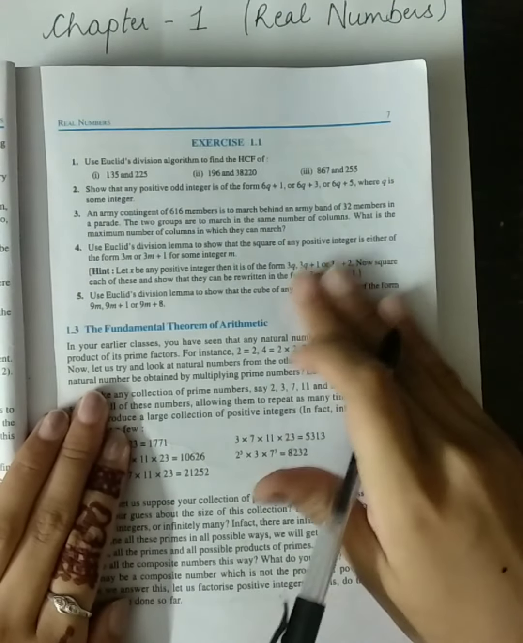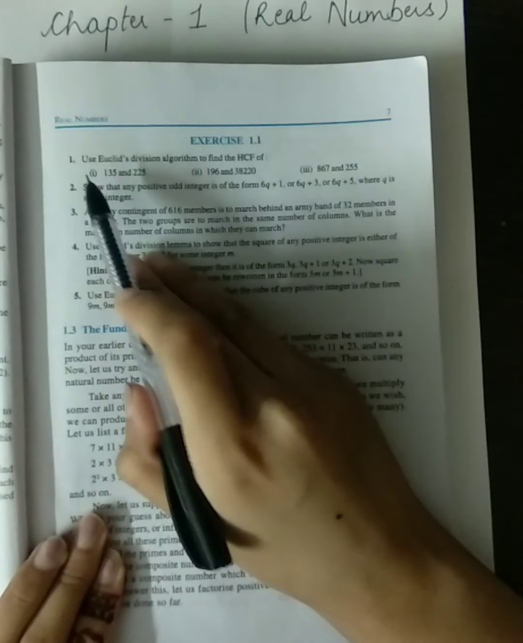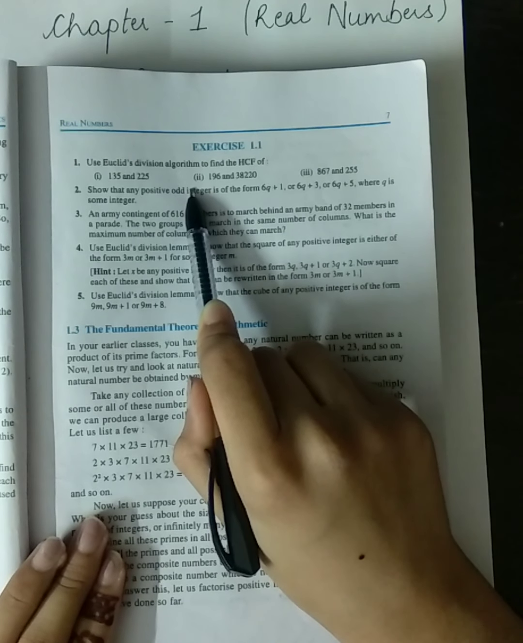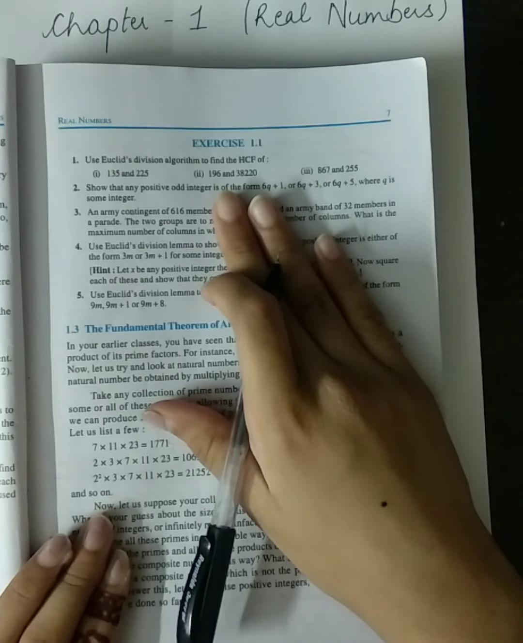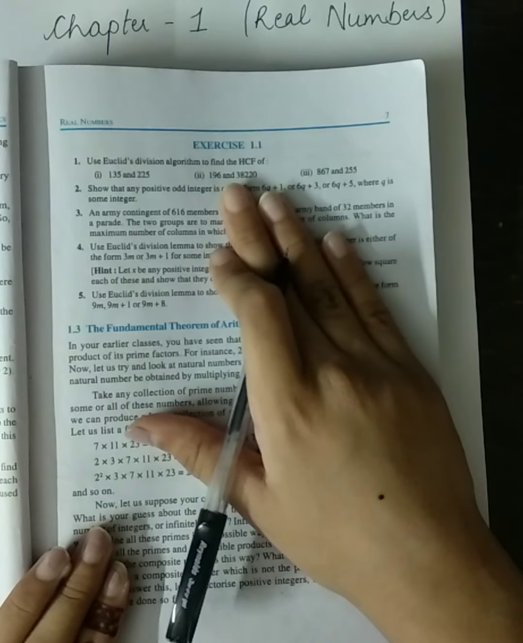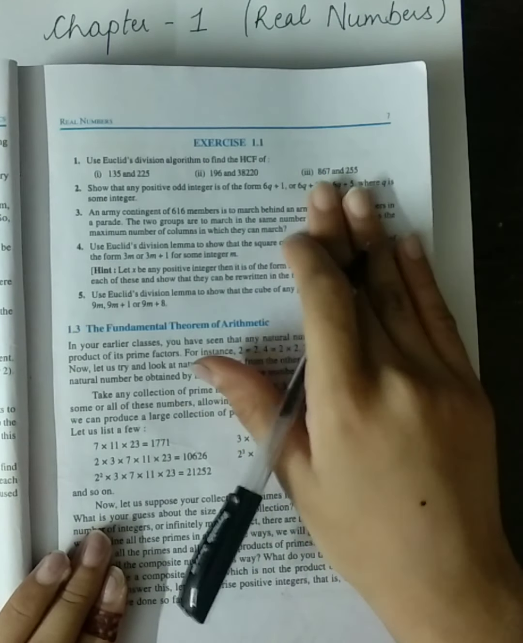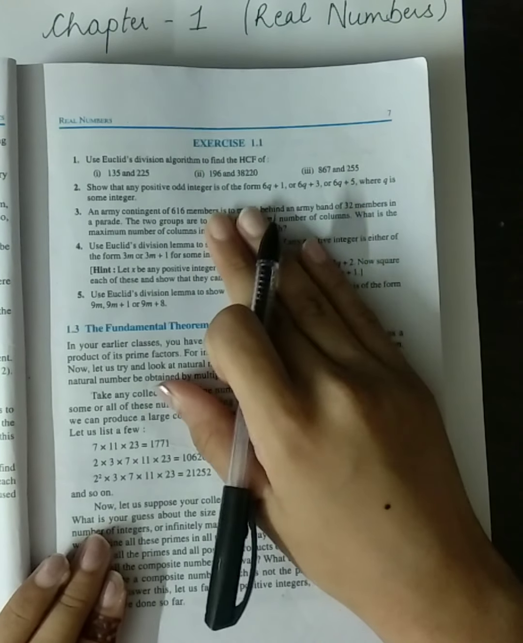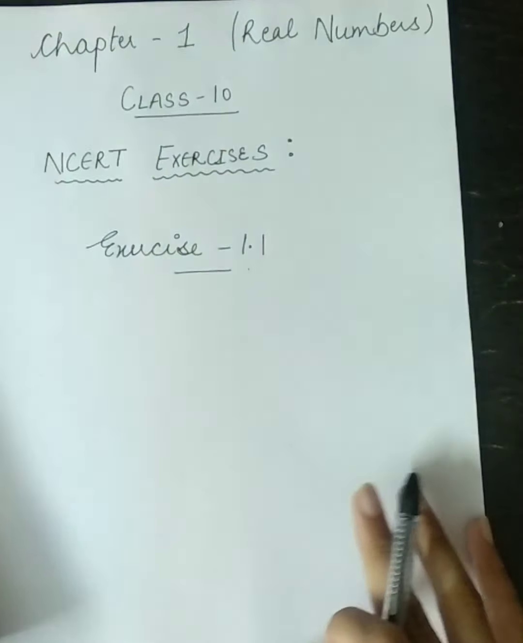This is our exercise 1.1 in NCERT. The first question is: use Euclid's division algorithm to find the HCF of the following pairs. The first main thing is that this exercise is based upon Euclid's division algorithm and Euclid's division lemma. So, we will be solving this exercise on the basis of Euclid's division algorithm and Euclid's division lemma. So, let's start with the first question.